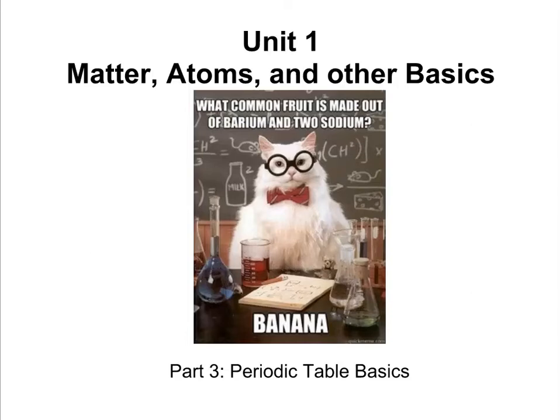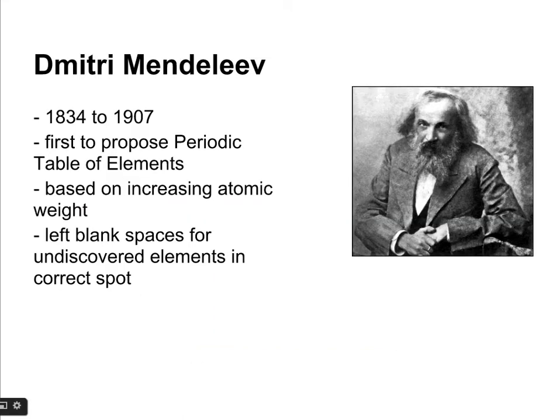Part 3 of Unit 1 is basics about the periodic table. The periodic table was first proposed by Dmitri Mendeleev in the 1800s. He was a Serbian chemist with an awesome beard. His periodic table was based on increasing atomic weight. Elements were ordered based on how heavy they were.